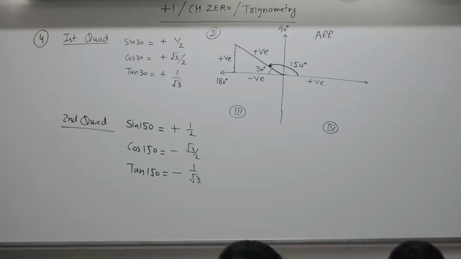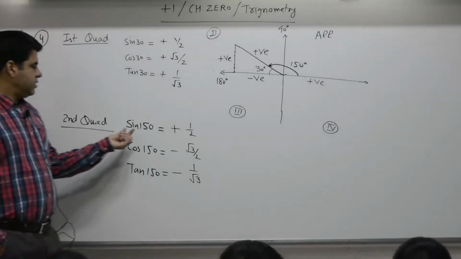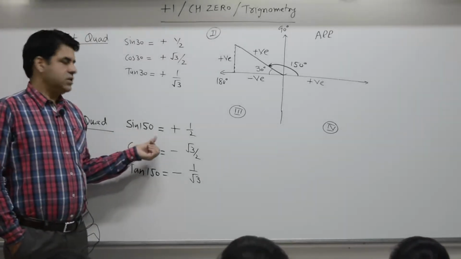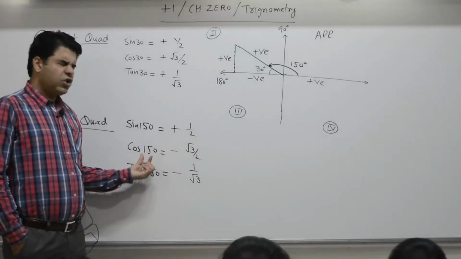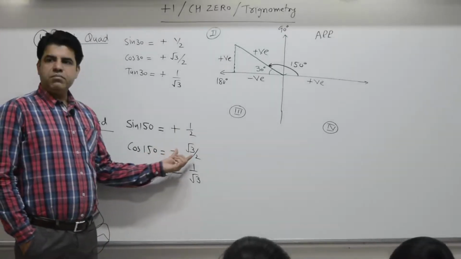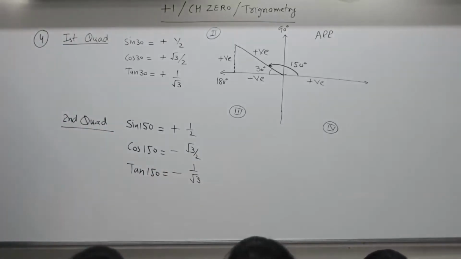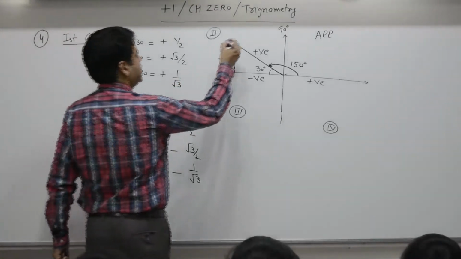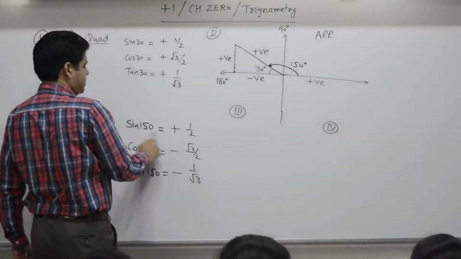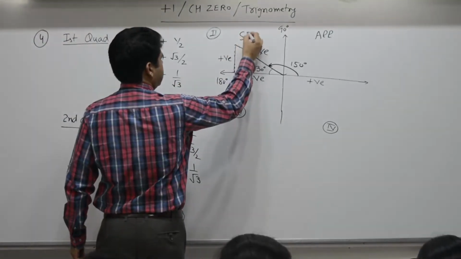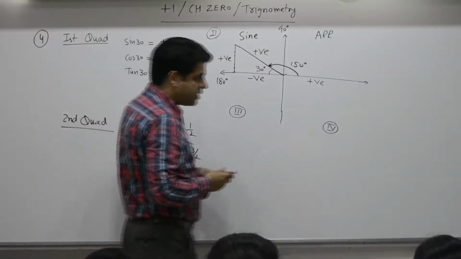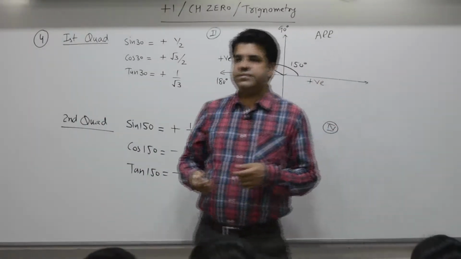What is the value for sine 150? Check in the table. Sine 150 is how much? 1 by 2. Cos 150 is what? Minus root 3 by 2. Tangent 150 is what? Minus 1 by root 3. In the second quadrant, yes, 1 is positive. Which one? Sine. In the second quadrant, sine is positive.